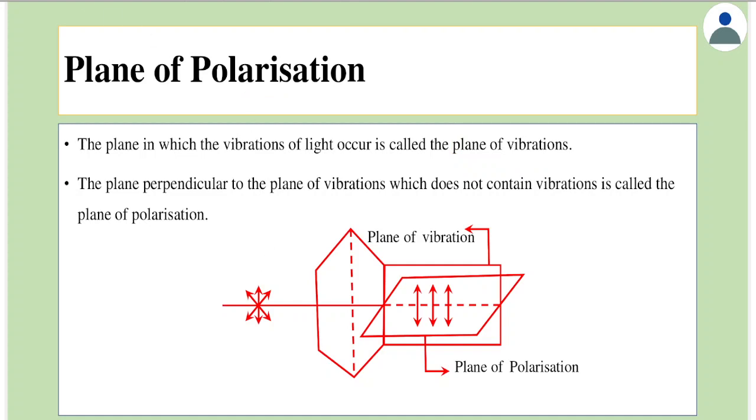this is the axis, and what is falling here is unpolarized light. Now after this, since the axis is parallel to this plane, the vibrations which come out will be parallel to this plane. So the plane which contains this is called the plane of vibration, and the plane which is perpendicular to the plane of vibration is called the plane of polarization. But keep in mind that since electric field vectors are confined to the plane of vibration, the plane of polarization does not contain vibrations.